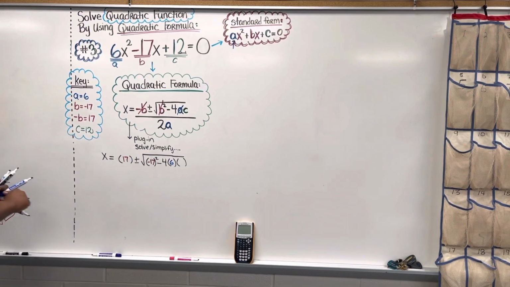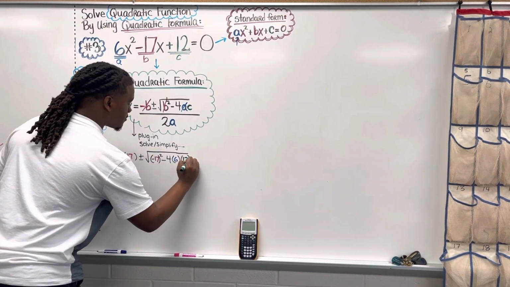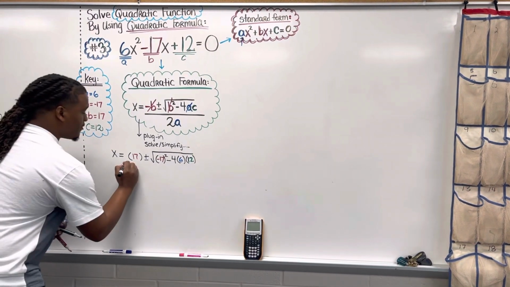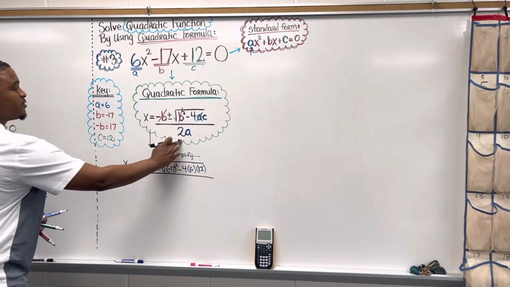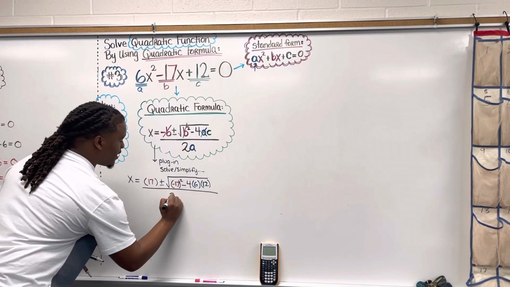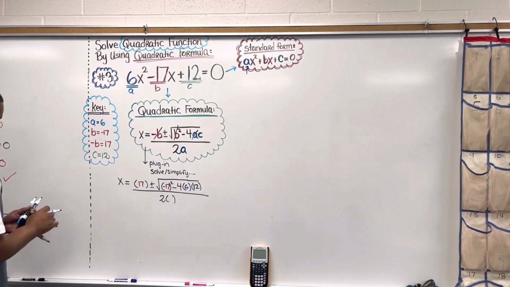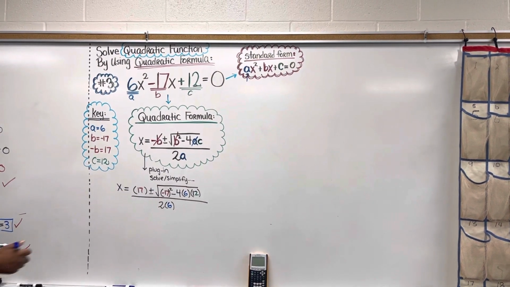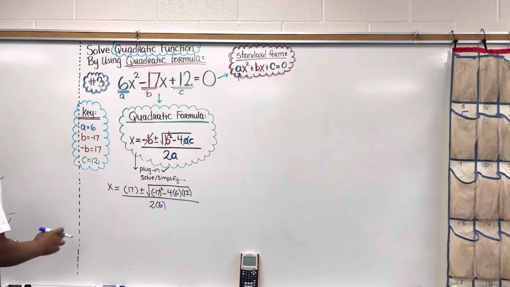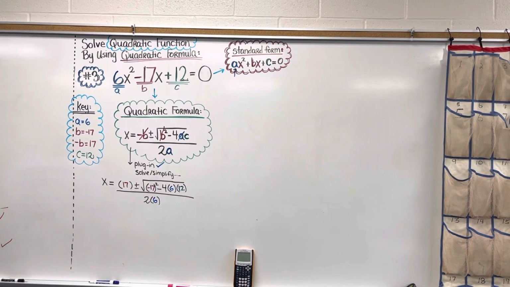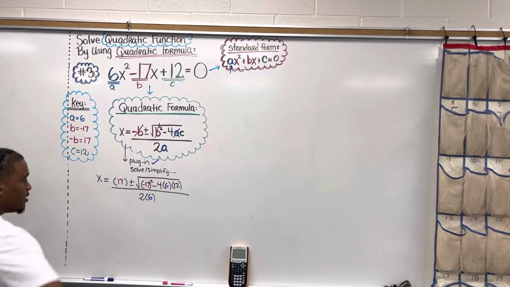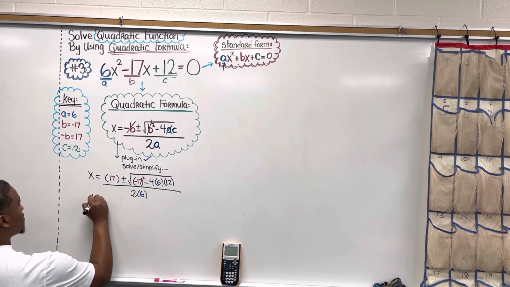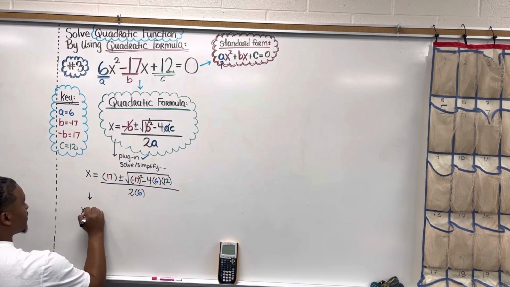C is 12, okay? All divided by 2 times a, and we already know that a is 6. Simple. So we're done with the plugging in part, guys. We're done with plugging in. Now all we need to do is solve and simplify, okay? Solve and simplify.